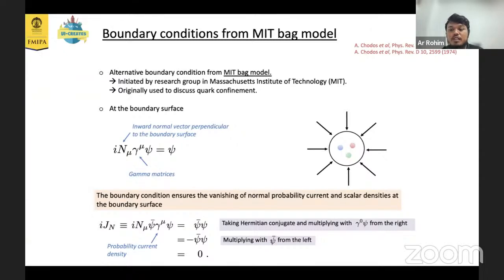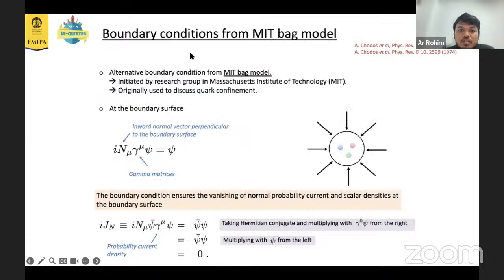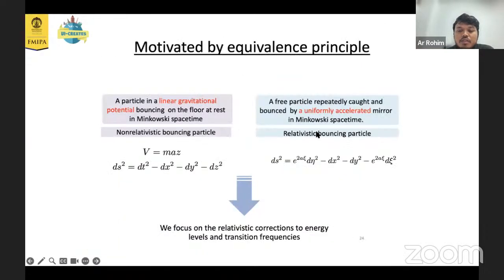No? Okay. Then I will try to discuss the Dirac bouncing particles. As we discussed previously, in order to obtain the expression of the relativistic bouncing particle, we solve the system in Rindler coordinates.